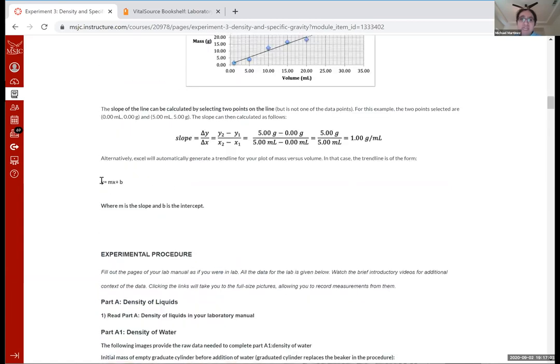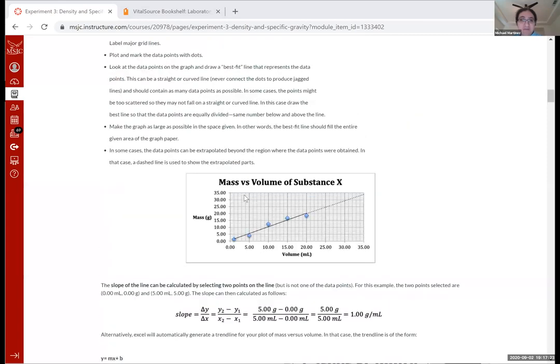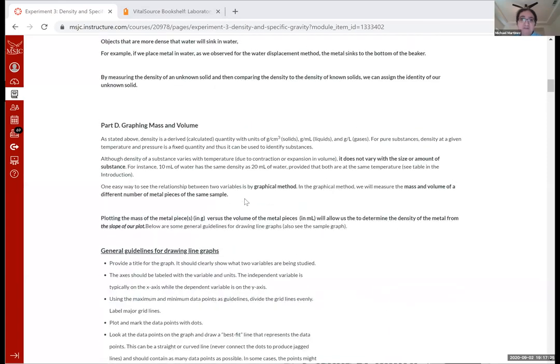If you use Excel to plot your line, the M value, the number in front of the X, will be your slope. You're going to want a graph in the lab book, and we'll talk about that momentarily. So that's an overview of the laboratory itself.